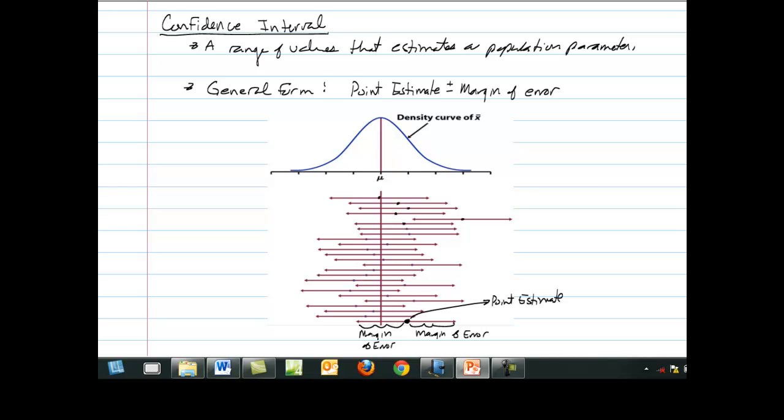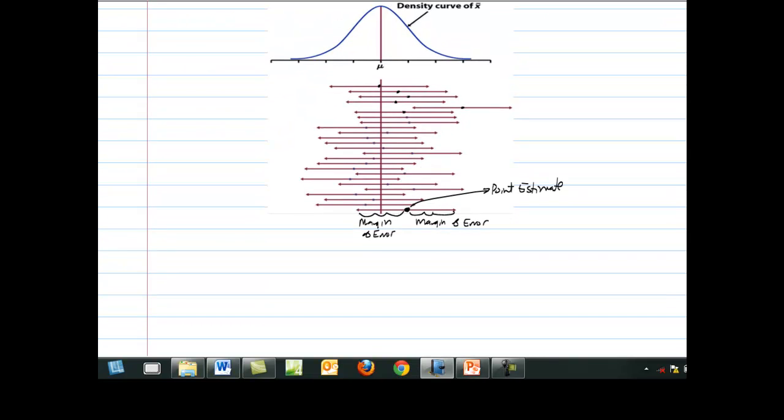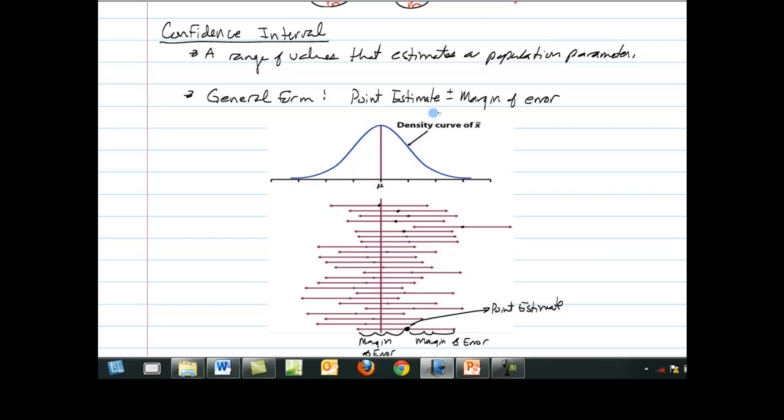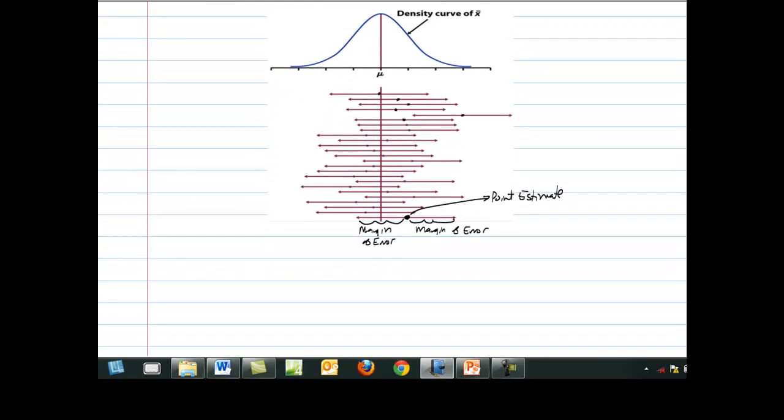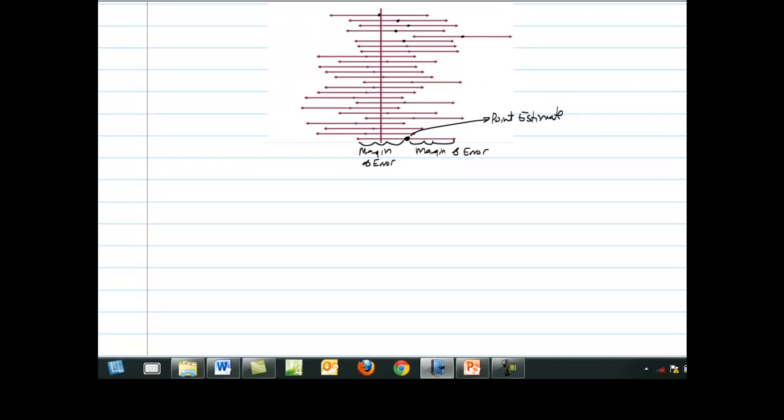Now another thing that we can talk about with a confidence interval are some other general forms. I talked about point estimate plus or minus margin of error. A lot of times people will say center plus margin of error, but I think it's important to understand that this first value is the actual point estimate. Now the interval is made up of the point estimate plus the margin of error for my right endpoint, and the point estimate minus the margin of error for your left endpoint.